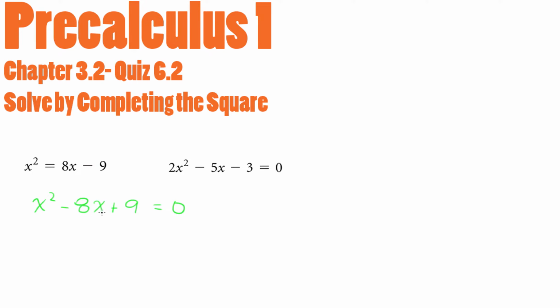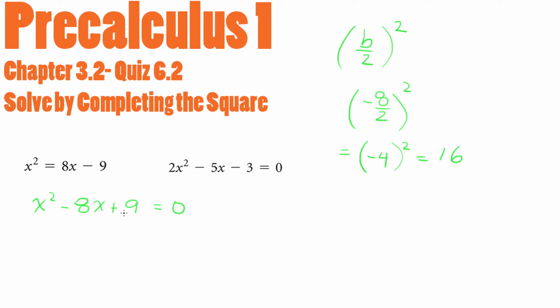Now we need a formula to complete the square. And the formula is as follows: b over 2 squared. Okay? And b is always the number multiplying x. So in this case, negative 8 is b. So you have negative 8 over 2 squared. Well, negative 8 divided by 2 is negative 4. Negative 4 squared is negative 4 times negative 4, which is 16. So 16 is the number that's going to complete the square.